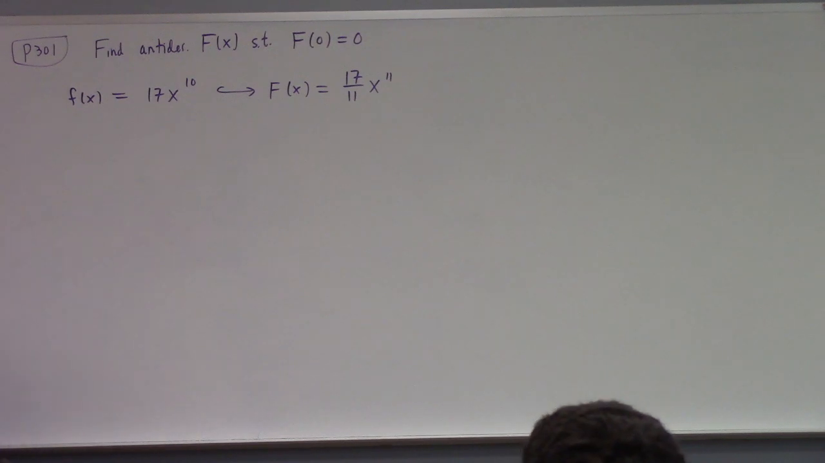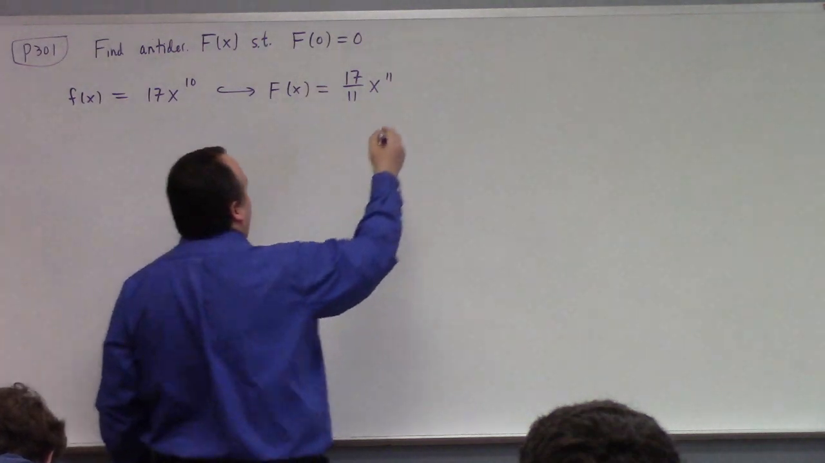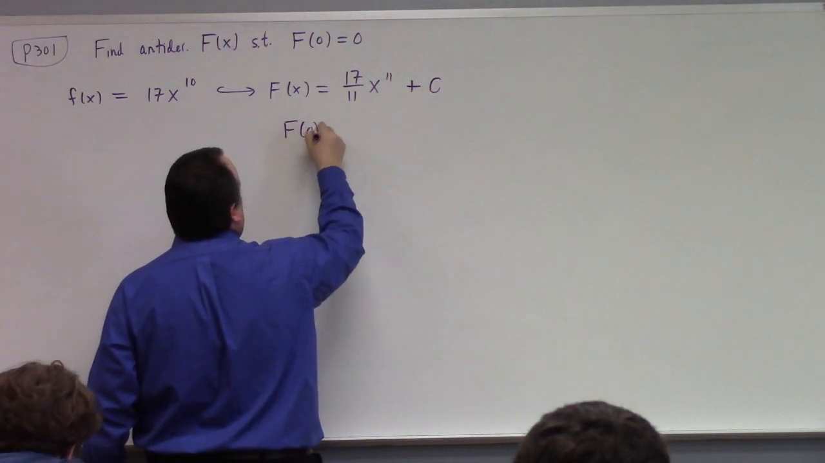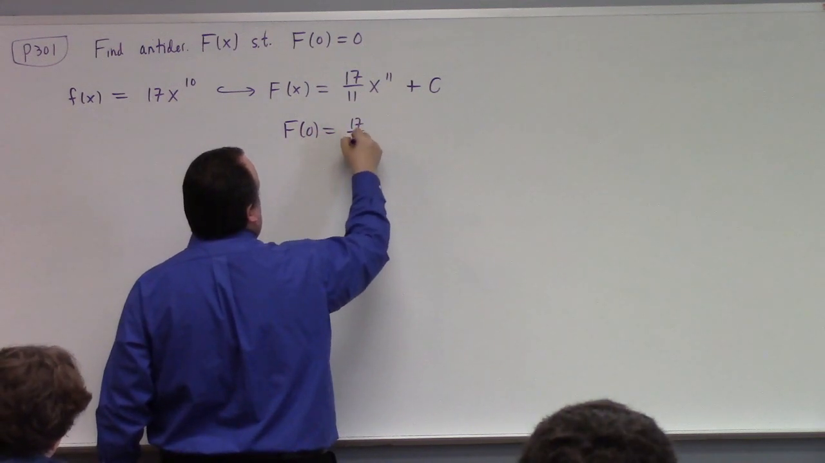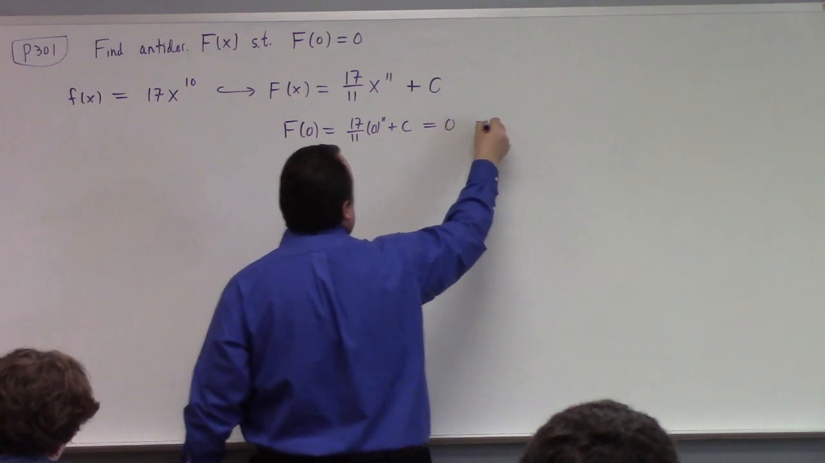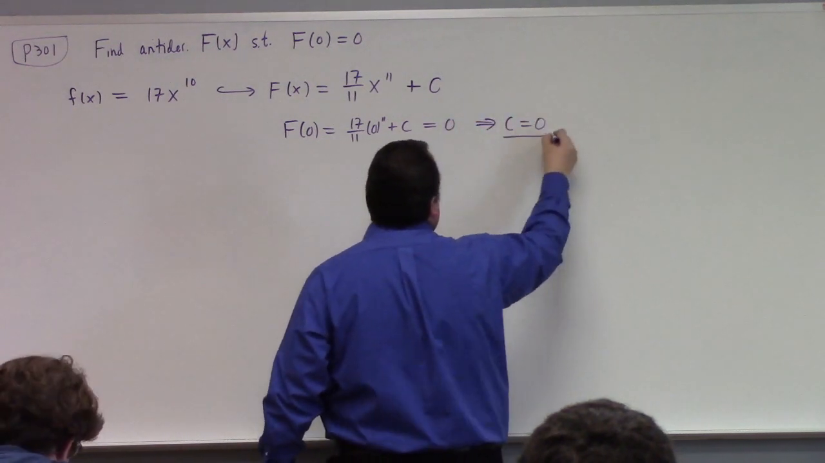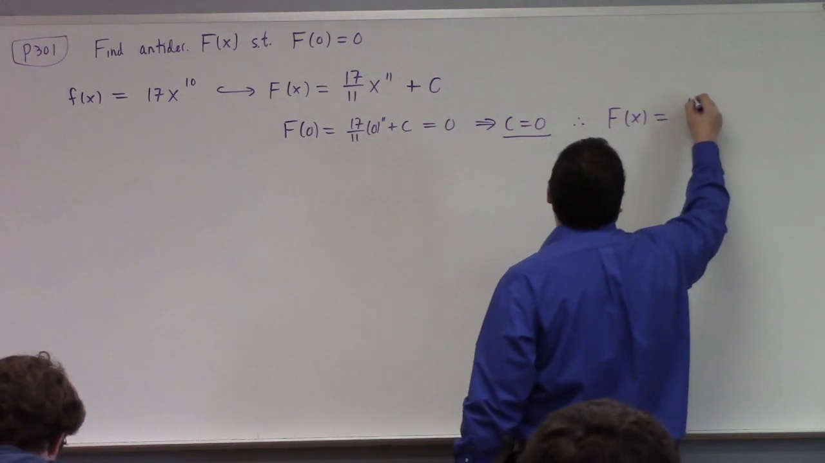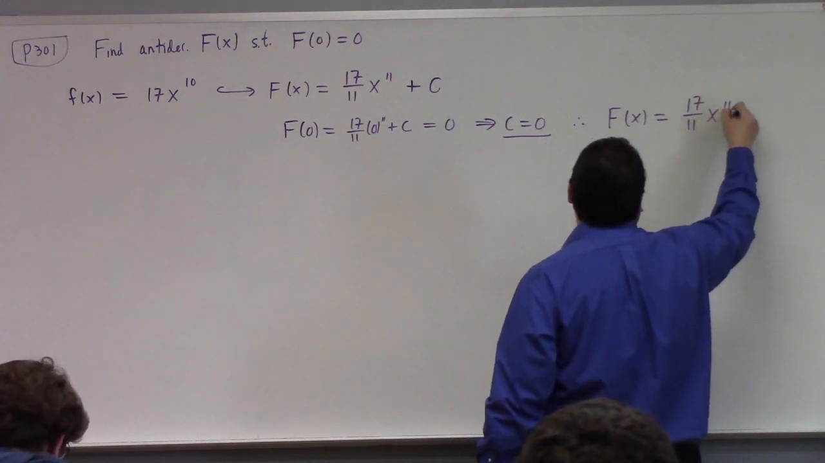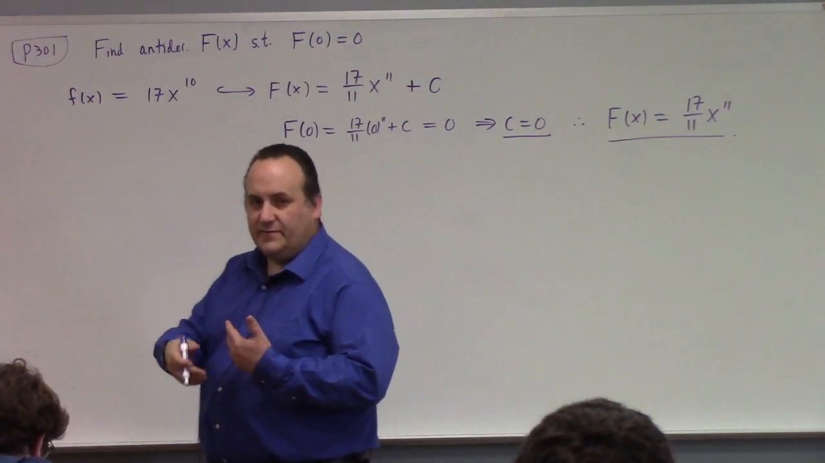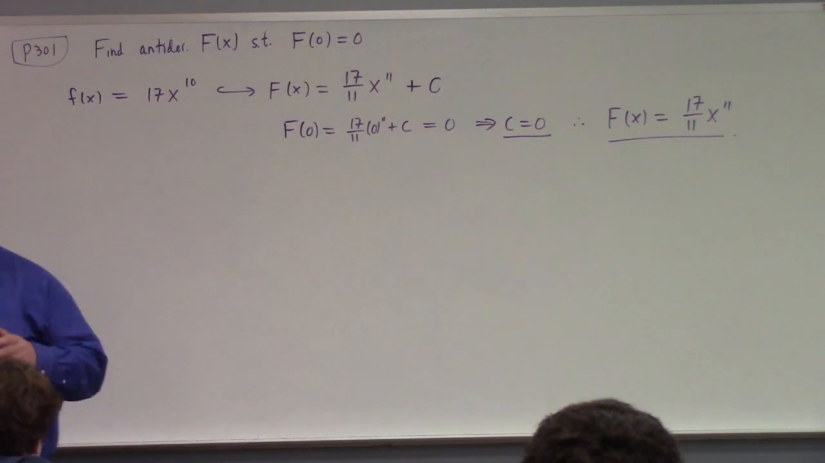But we usually add a constant, right? So then big F of 0 is 17 over 11 times 0 to the 11th plus a constant equals 0. So therefore c is equal to 0. The antiderivative we're looking for is just 17 over 11 times x to the 11th. So the extra step is, if we add the constant, we have to make sure the constant is chosen such that big F of 0 is 0.